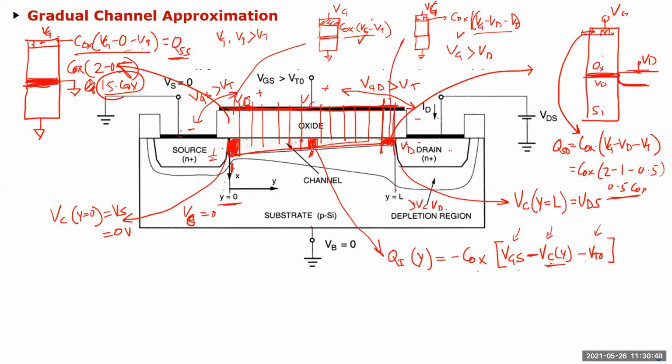Okay, so now that you are hopefully convinced that once I apply a VDS which is significantly larger than what we did before, then you're going to have a channel charge which is going to vary, start with a higher density and slowly vary till the drain node, right?